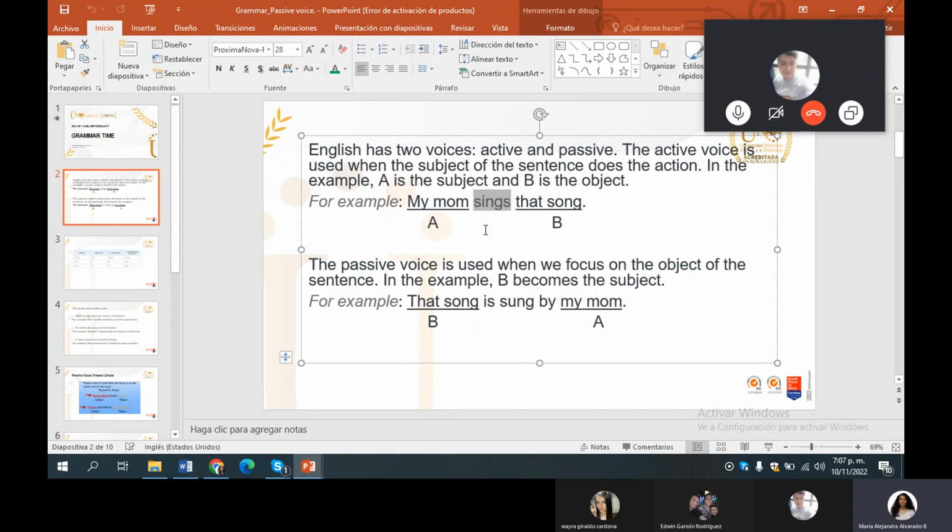So we have the object that becomes the subject in passive voice. We have the verb to be, and the verb in past participle. At the end, we have the person who does the action. In passive voice, sometimes that person is not relevant, not important. The most important thing is the object, in this case, the song. I'm stopping at this point.